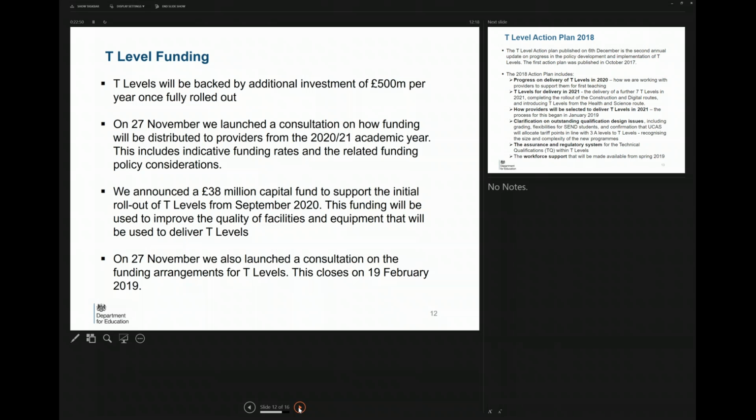We've also announced a £38 million capital fund to support the initial rollout of T-levels from September 2020, and last week we set out further details about how 2020 providers can apply to improve the quality of their facilities and equipment to support that really high quality rollout.